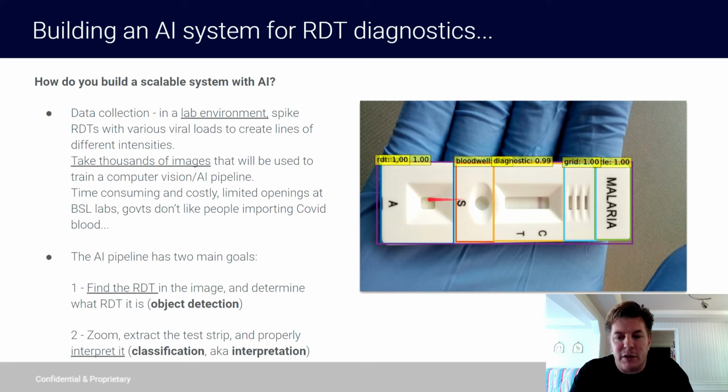You can see it's basically sectioned off all the different subsections of the RDT, and you've got the confidence levels displayed in this image. From there, we're going to zoom in to what we really care about, which of course is this diagnostic section here. And that's the classification phase, or interpretation, where we actually need to interpret what is the ultimate diagnostic result from this particular RDT.